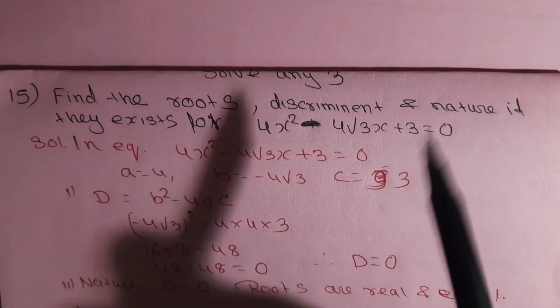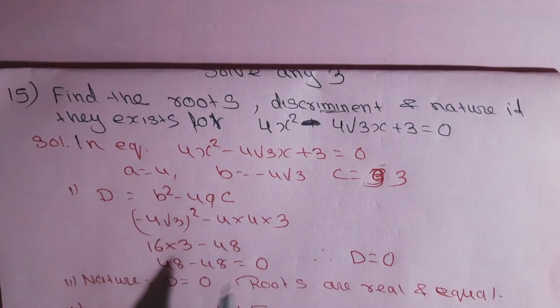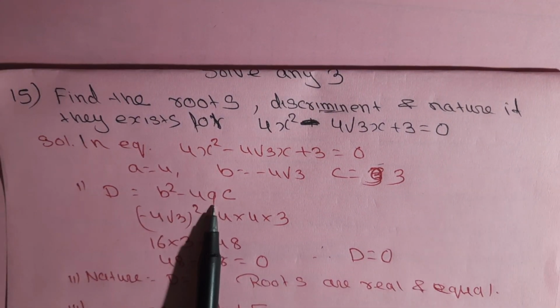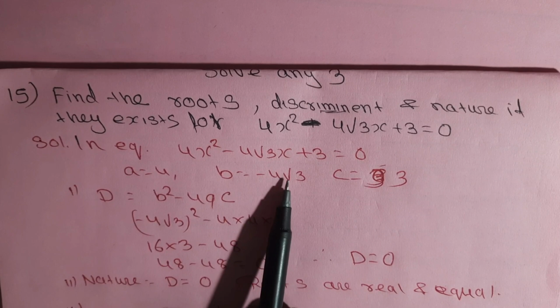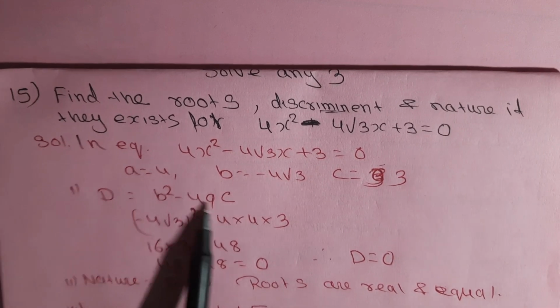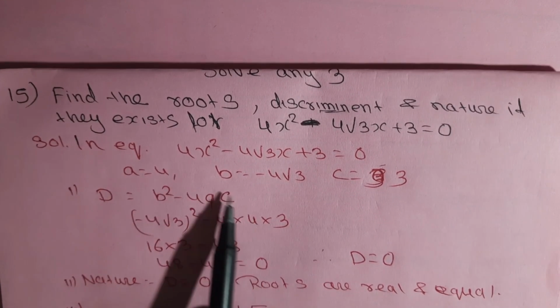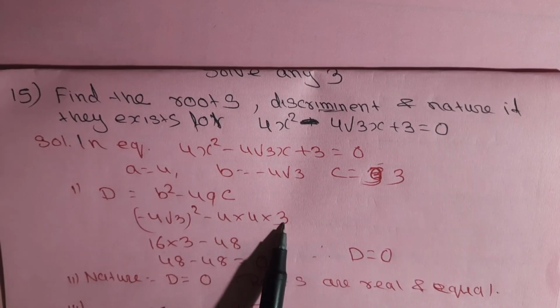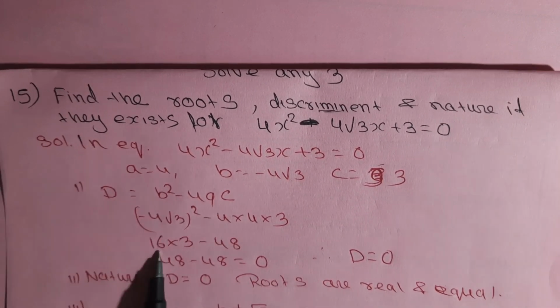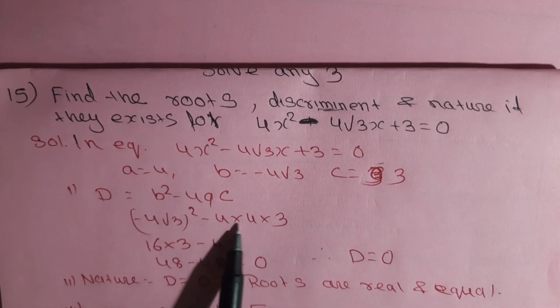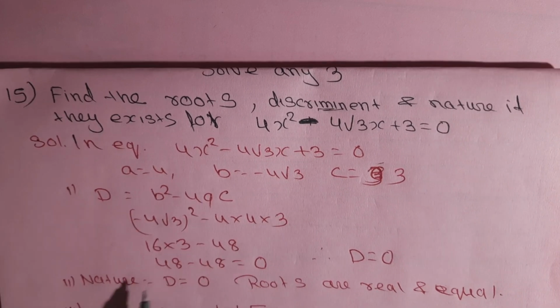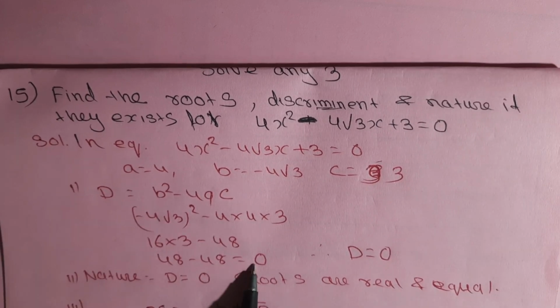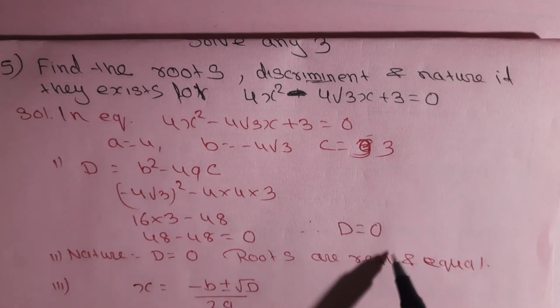We have to find out the discriminant first. So the discriminant formula is B square minus 4AC. This is the formula. B square means the square of this, 4 A is also 4, and this is the value of C. So 4 root 3 whole square means 16 into 3, which is 48, and 4 into 4 into 3 is 48. 48 minus 48 is equal to 0, so we got D is equal to 0.